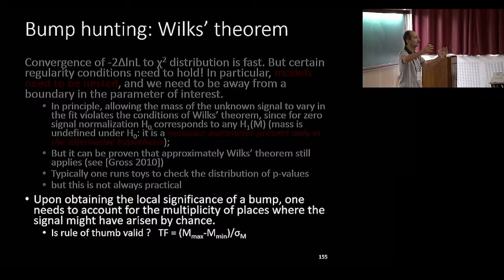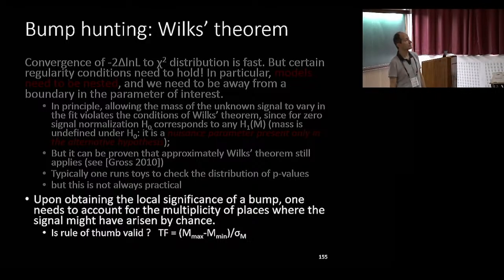We have to do it in all of these places. So we are doing multiple testing. So we need to correct the significance that we get for any particular fluctuation by the number of places where we have looked. A rule of thumb is to look at the width of the histogram that we are scanning, divided by the scale, which is given by the width of the signal. But this is a very rough method.